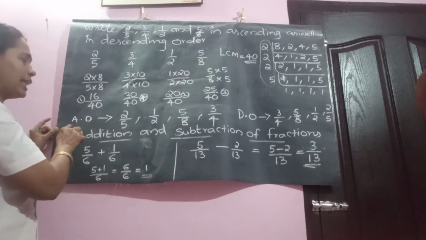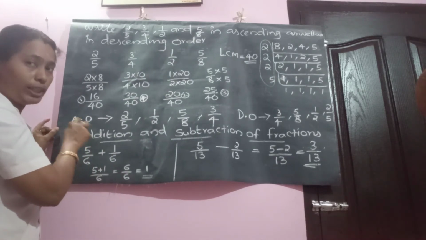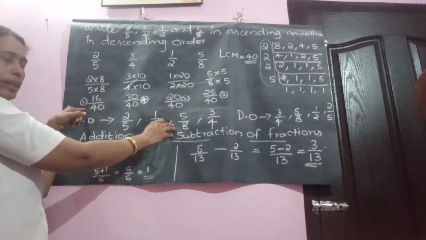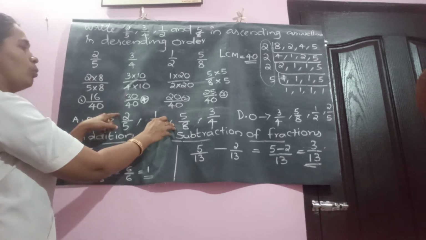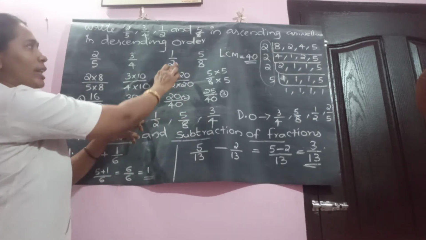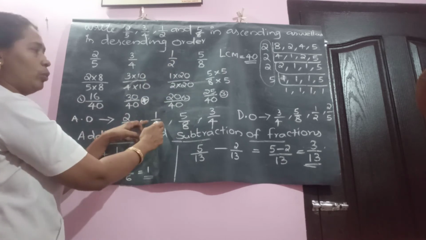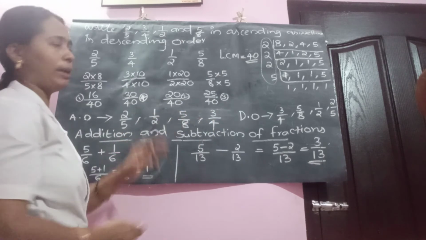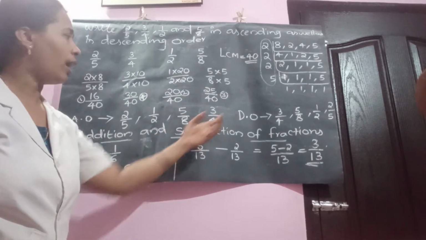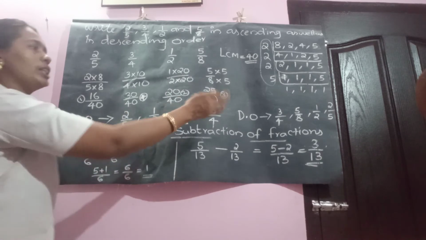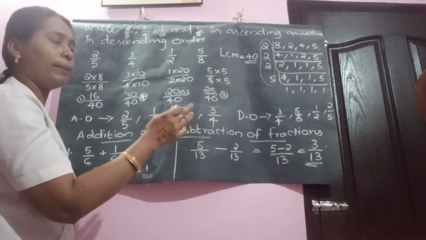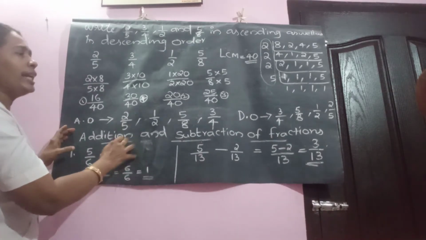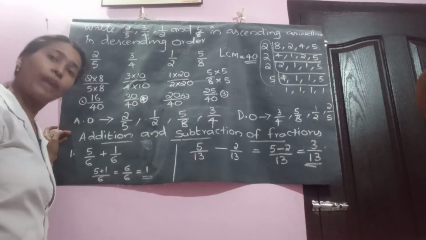Then when you are writing ascending order, AO represents ascending order. What you have to write? First number is what is given as the first number, 2 by 5. And our second number is actually the third one from the question, 1 by 2. Then comes 5 by 8. Corresponding fractions you write here. And 3 by 4. Then descending order means what? Just reverse order. Just reverse: you write 3 by 4, 5 by 8, 1 by 2, 2 by 5. Finished. Is it clear? Let us move to addition and subtraction of fractions.